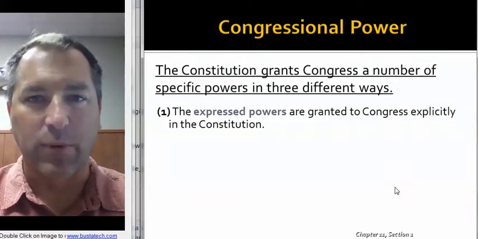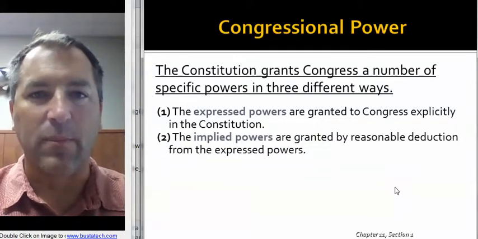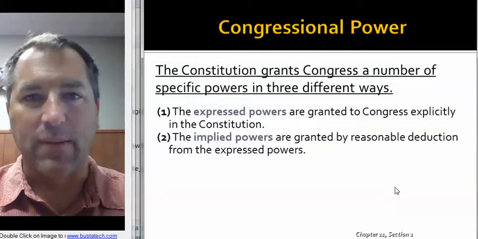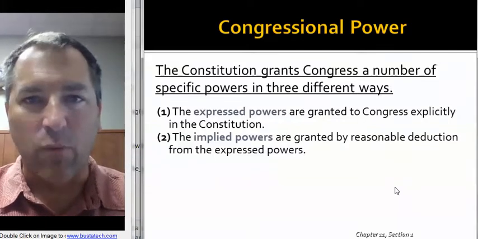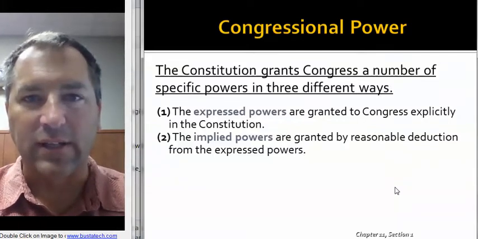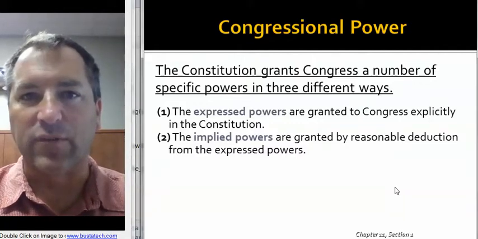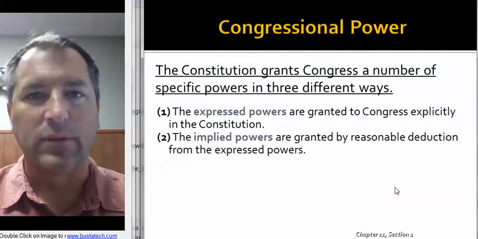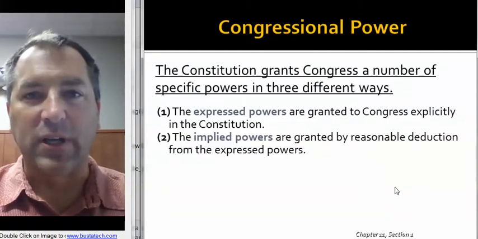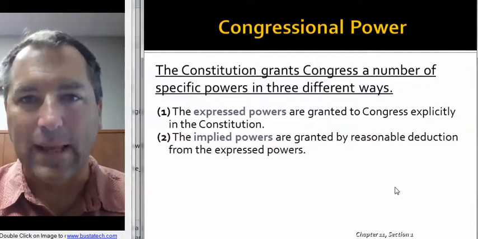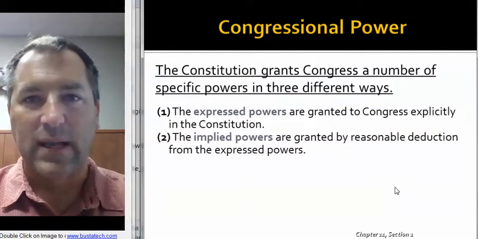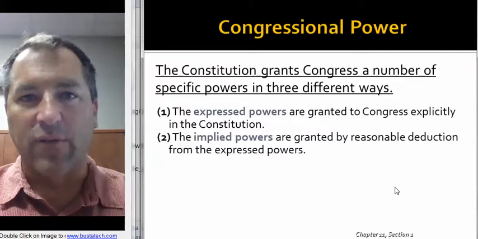called an expressed power. However, there are other powers, primarily implied powers. That means it doesn't say, if you get out your Constitution, it doesn't say Congress has the power to set a minimum wage, for example. You'll never find that in the Constitution, but yet Congress has set a minimum wage for America. How is that possible? Well, the reason is because the power to do so is implied in the Constitution under their authority to govern commerce.